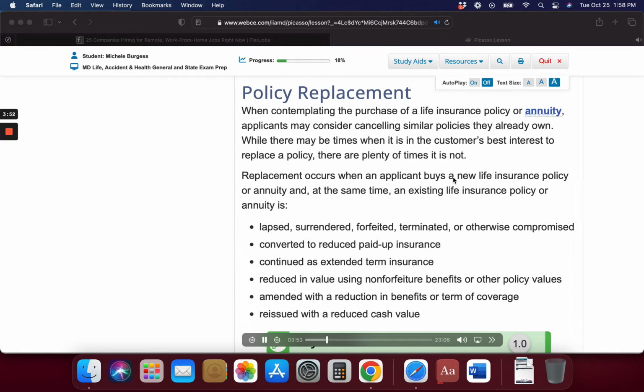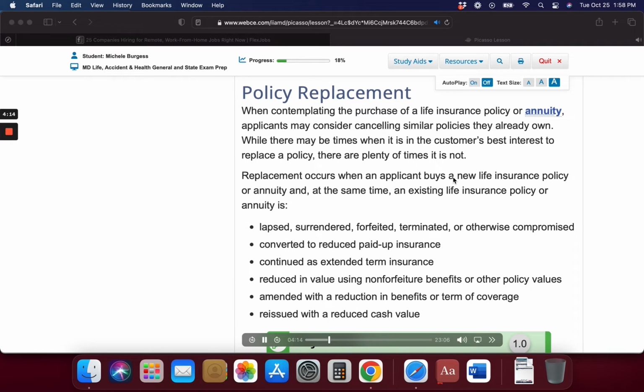In cases where replacement is involved, the producer must also list all existing life insurance policies or annuity contracts that will be replaced. Give the applicant a comparison statement signed by the producer. Give the applicant a notice to applicants regarding replacement of life insurance or annuity.